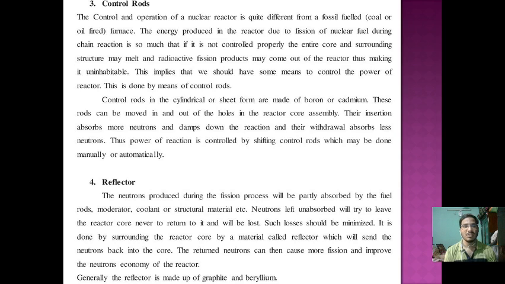chain reaction. It is so much that if it is not controlled properly, the entire core and surrounding structure may melt, and radioactive fission products may come out of the reactor, thus making it uninhabitable.